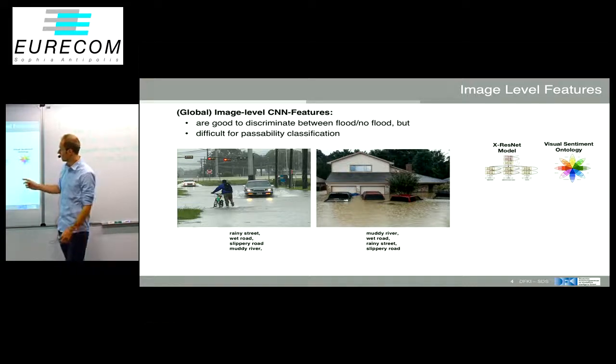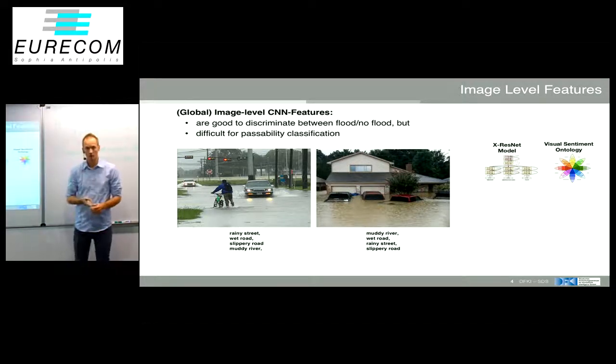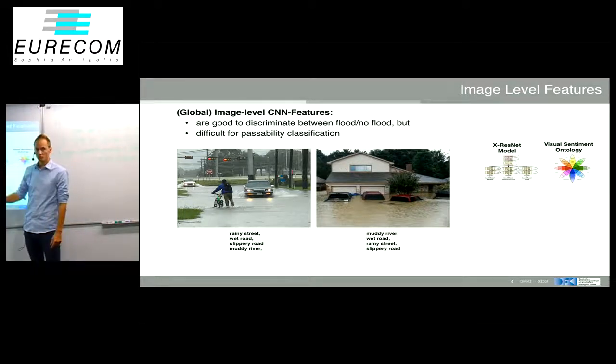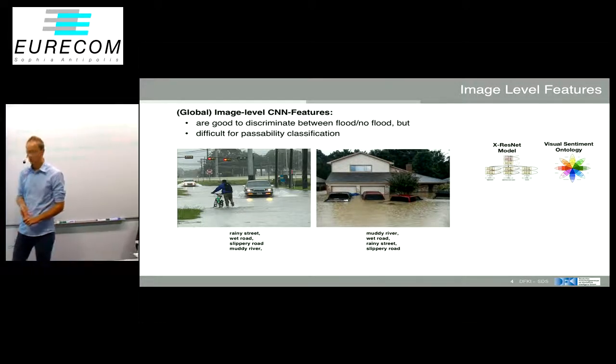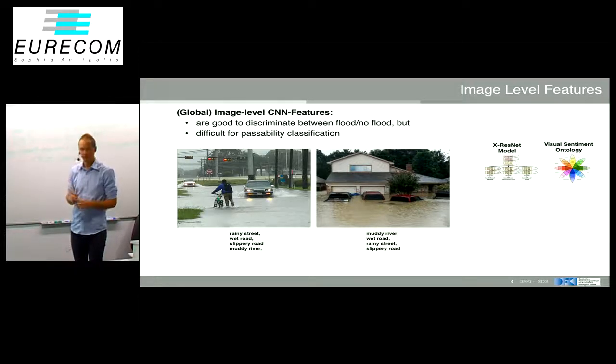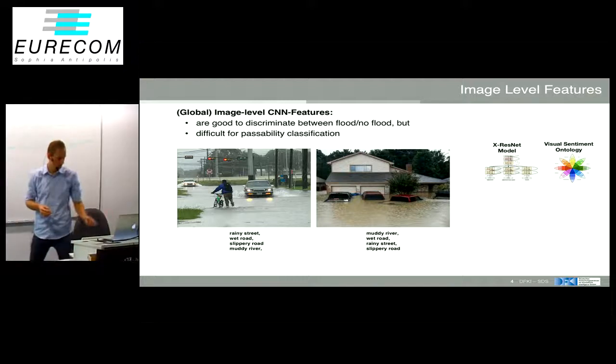For example, we used a model called XResNet, with cross-residual connections, and there are 3 outputs. One predicts adjectives, nouns, and adjective noun pairs, so the combinations of them. If we apply this to these 2 models, you would see that the probability distribution over the whole last feature vector is very similar. You could also get very similar results such as muddy river, wet road, rainy street. So it's not very helpful for the second task of road passability.